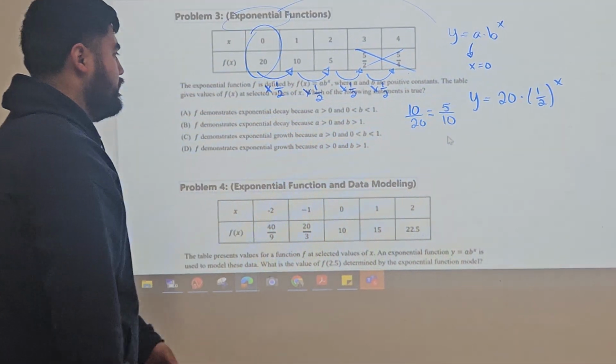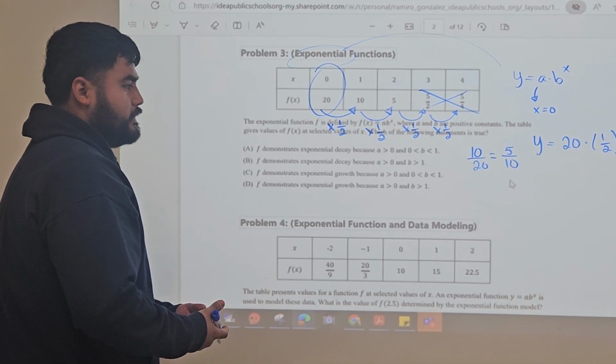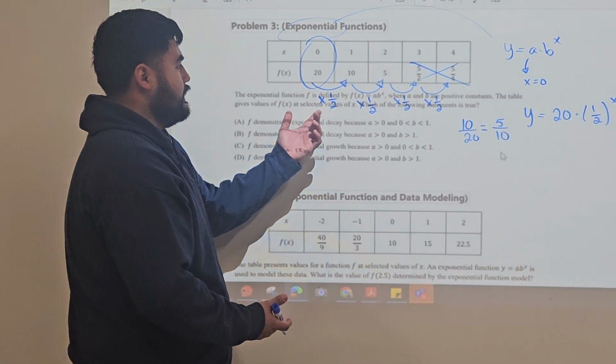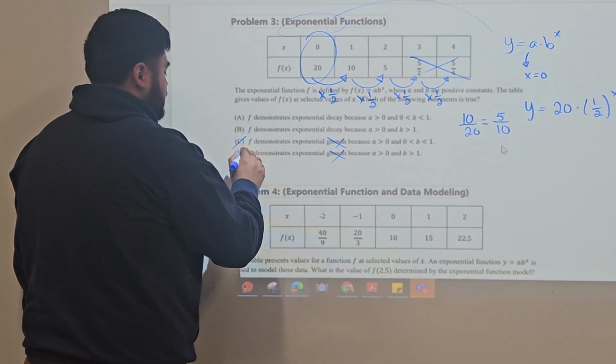So let's read the problem. What's happening here? Is it an exponential growth or decay? So if we're decreasing, it's a decay. So I can take out growth and growth. I don't even have to deal with c and d.